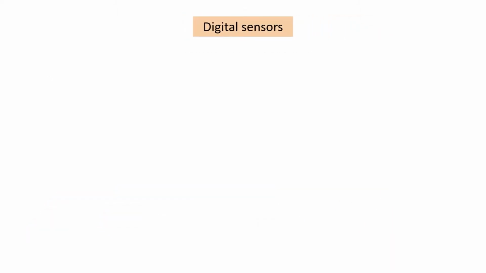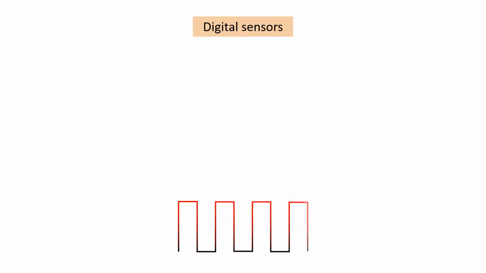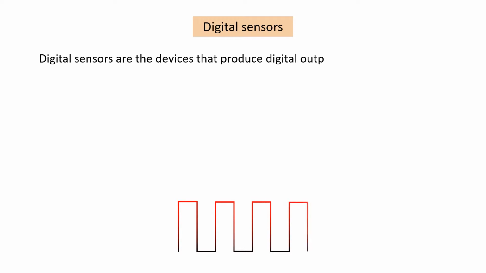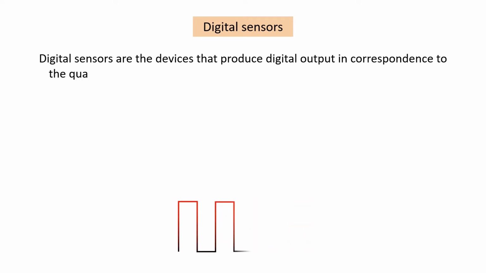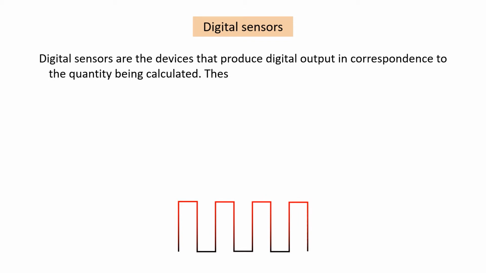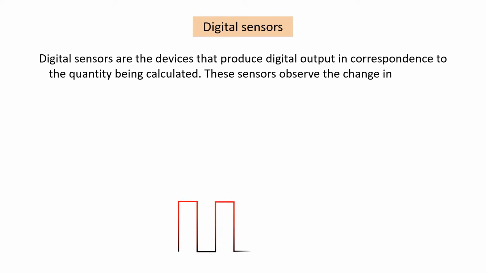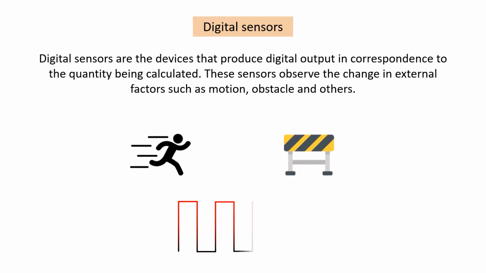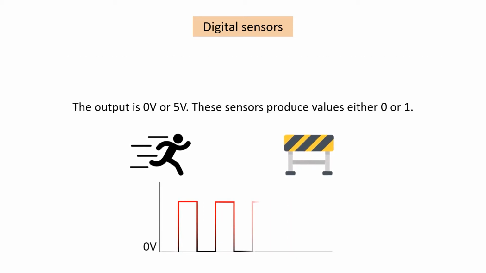Now we will see what are digital sensors. Digital sensors are the devices that produce digital output in correspondence to the quantity being measured. These sensors observe the change in external factors such as motion, obstacle, and others. And the output is 0 volt or 5 volt. These sensors produce values either 0 or 1.